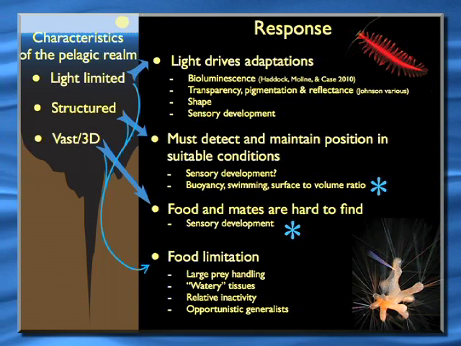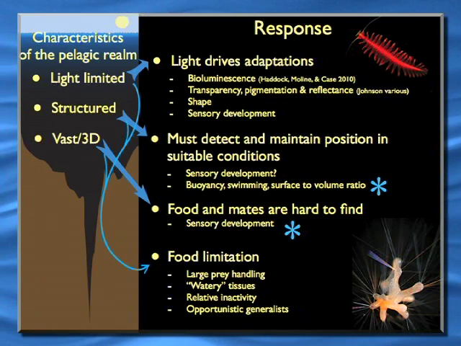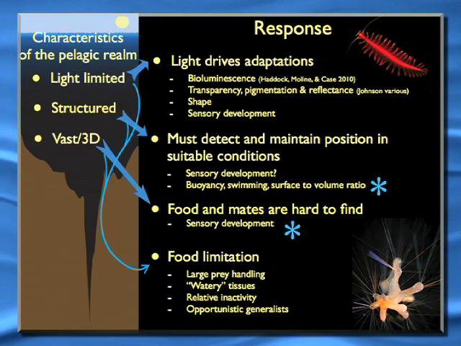We see lots of adaptations to being able to find food, or being able to make the most of food when you find it, like by handling very large prey items, making very inexpensive watery or gelatinous tissue, relative inactivity, so they don't do a lot of swimming during their lives, or being opportunistic generalists that can eat anything and everything that they happen to come along with.